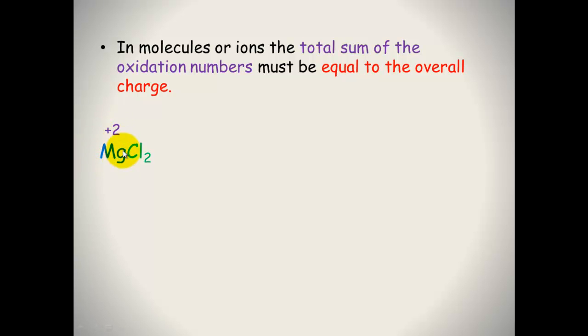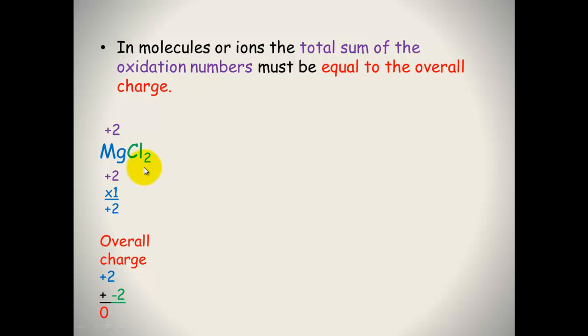Now that we know what the oxidation number of magnesium is, we can calculate the oxidation number of the chloride ion. So we've got 1 magnesium, it has an oxidation number of +2, so magnesium contributes +2 in oxidation numbers. The overall charge of the compound is 0. So the overall addition of the oxidation numbers must equal 0. Magnesium contributes +2, so chloride has to contribute -2.